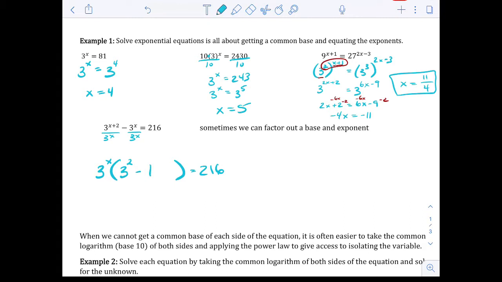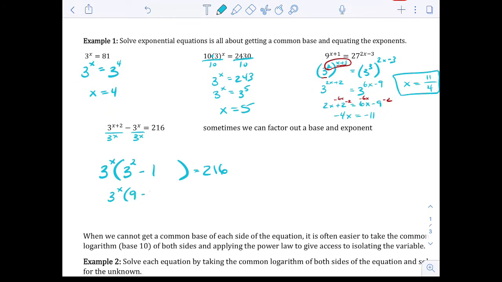Now we look at this and say, okay, that doesn't look any easier, but I can simplify inside that bracket now. 3 squared is 9, and 9 take away 1 is 8, so I get 3 to the power of x times 8 is equal to 216. And now I can divide both sides by 8. I can take that 8 out. Divide this side by 8 and divide this side by 8. I will get 3 to the power of x is equal to 216 divided by 8. So when we put in our calculator, we get 27.